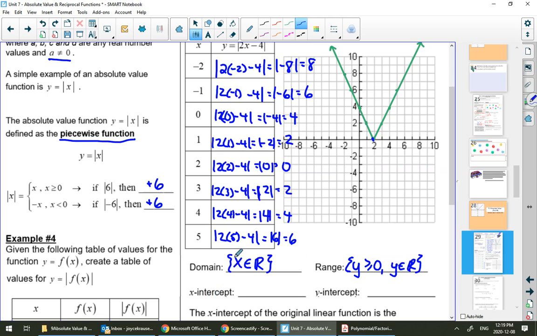Now for our x-intercept, that's when y equals 0, so our x-intercept is happening at 2 comma 0, and our y-intercept is happening at 0 comma 4.